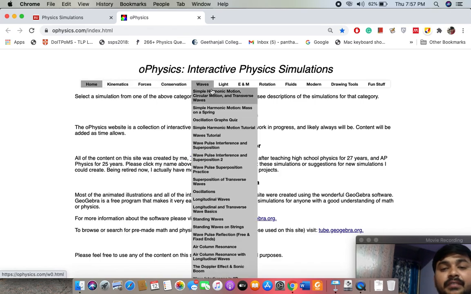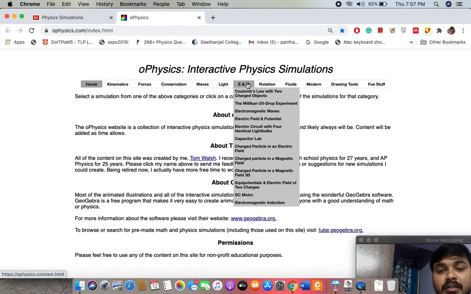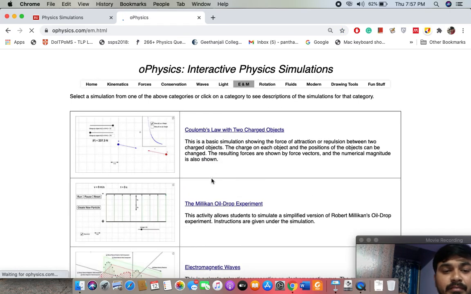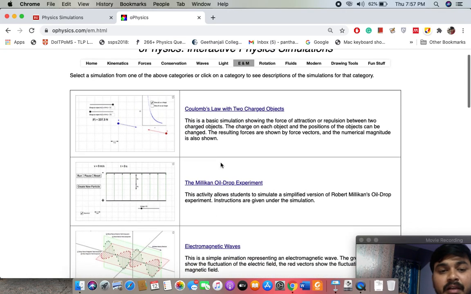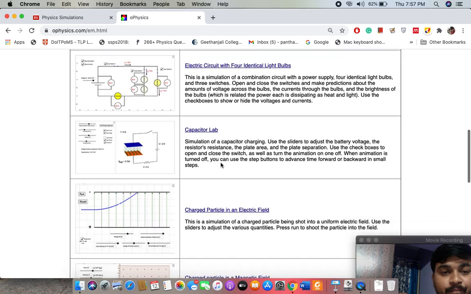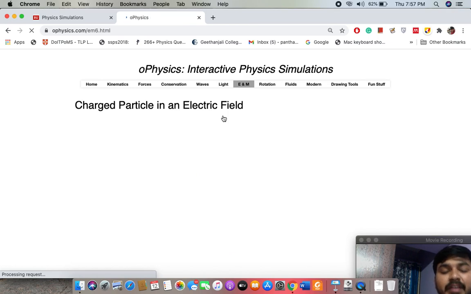For example, if you want to go with electromagnetism, you can just click on EM, electromagnetism. So these are all the animations. For example, Coulomb's law, so I will show you. Charged particle in the electric field, as you know, how the charged particle will move in an electric field. So that is this animation.